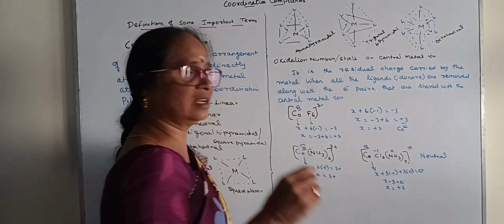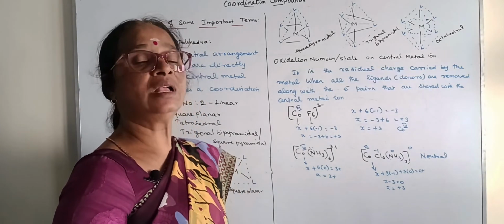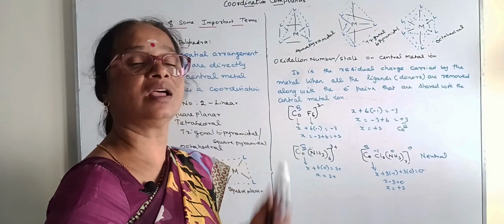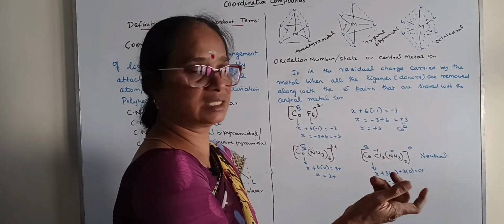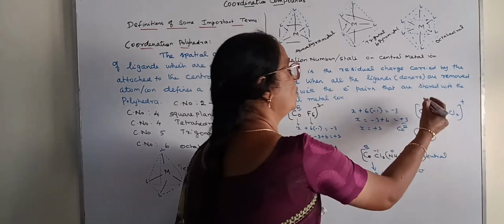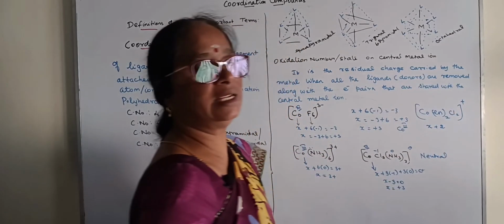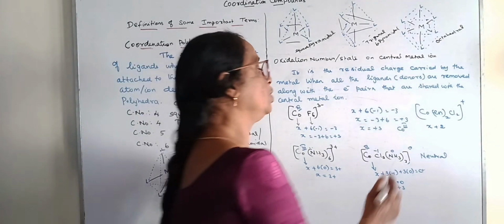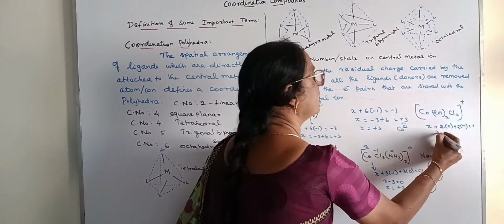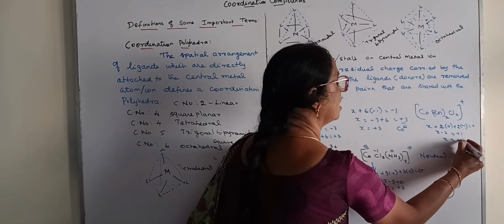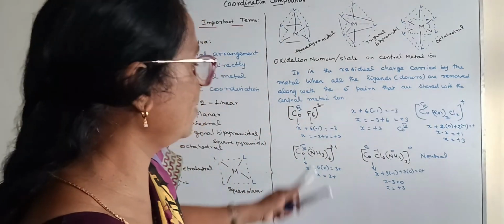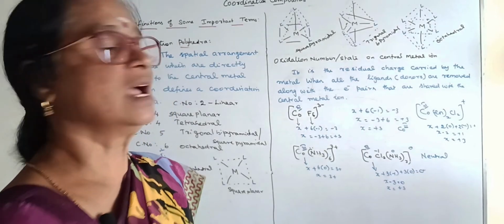In all these cases, I have taken ligands that can give only one pair of electrons. Suppose the complex has a didentate ligand, that means it is able to donate 2 pairs of electrons; then you have to count it twice. For example, I can write [Co(en)2Cl2]+ whose charge is plus. Co I am going to find out: X plus 2 into en, that is ethane-1,2-diamine, which is once again neutral. So I can take 2 into 0 plus chloride 2 into -1 equals +1. So X minus 2 equals +1, or X equals +1 plus 2, which is once again +3. So here the oxidation state of cobalt is 3. This is the way to find the oxidation state of the central metal ion in the given complexes.